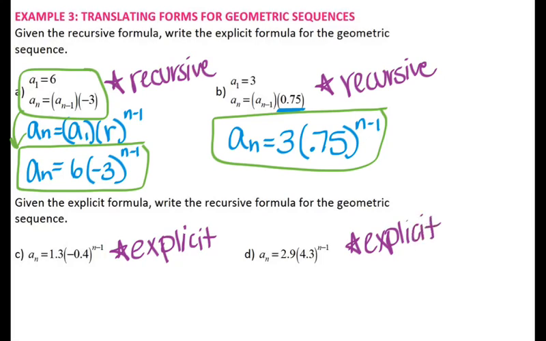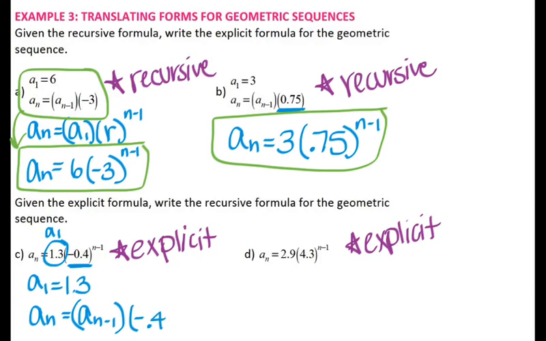So for recursive, we have to write with two parts. We need to start by listing our first term. Here is your first term, so it's 1.3. And then your formula for the sequence is you are taking your previous term, an minus 1, and multiplying it by your common ratio, which is -0.4. And there you go.